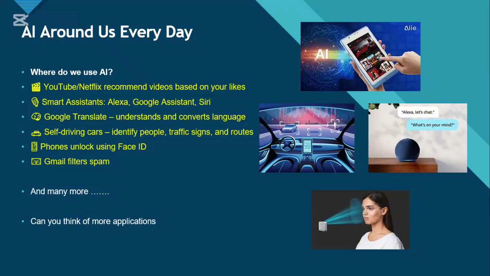Similarly, modern technologies like self-driving cars also use AI to do their task. When you unlock your phone through Face ID, that is also due to AI. Similarly, Gmail filters spam, and there are many, many more applications.